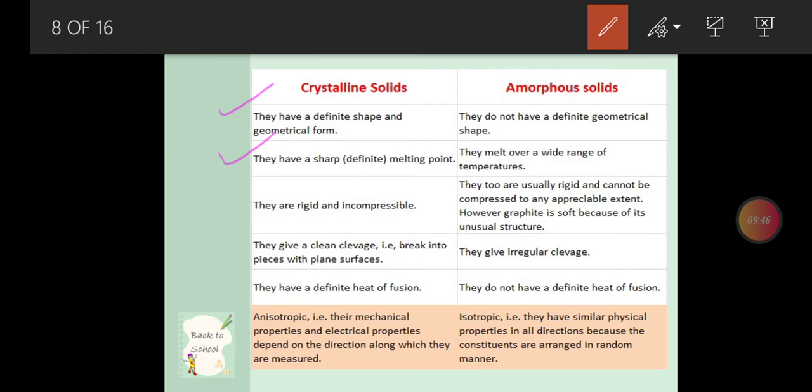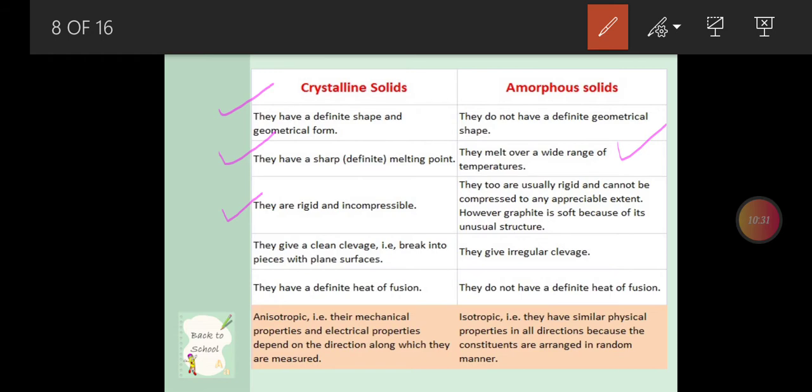They have a range for their melting points. For example, the melting point of a specific plastic would be 25 to 35. So this is a range that is involved in amorphous solids. Similarly, if we talk about rigidity, crystalline solids are rigid and incompressible, whereas amorphous solids too are rigid, but less so as compared to crystalline solids. However, graphite is soft because of its unusual structure. We'll talk about graphite later on. We'll discuss that in detail when we do allotropy in this lesson.